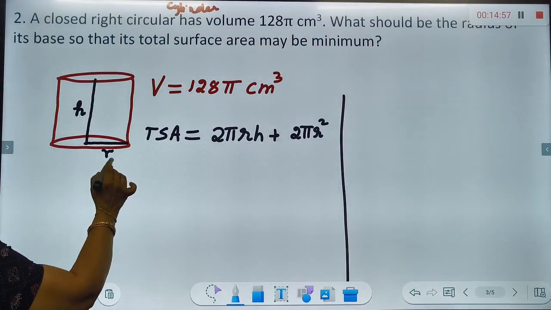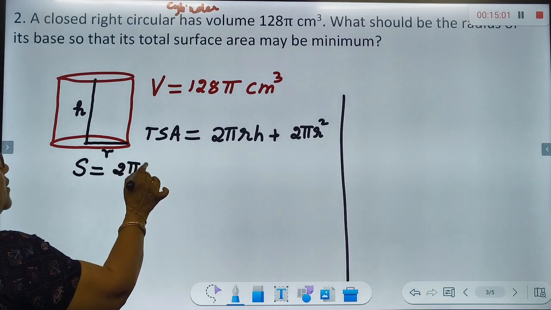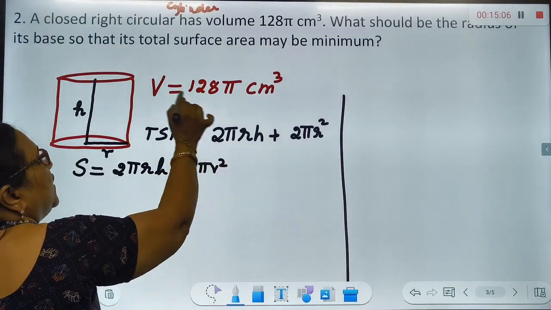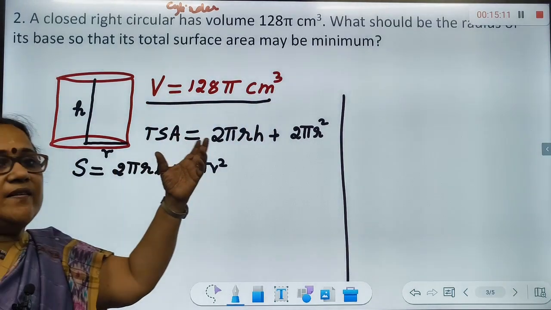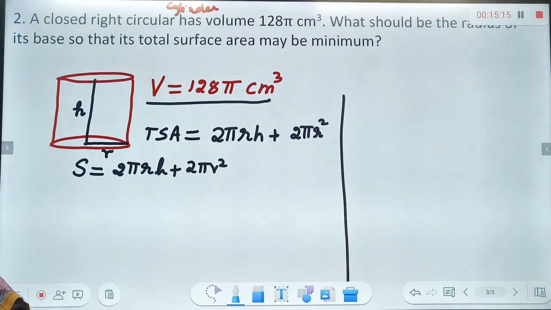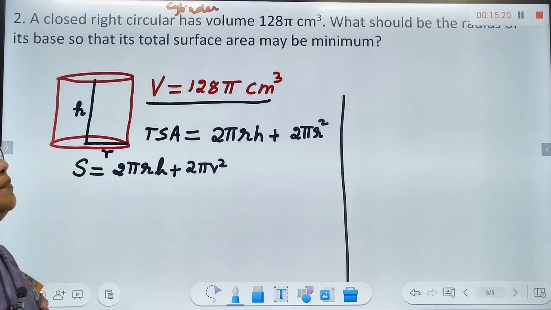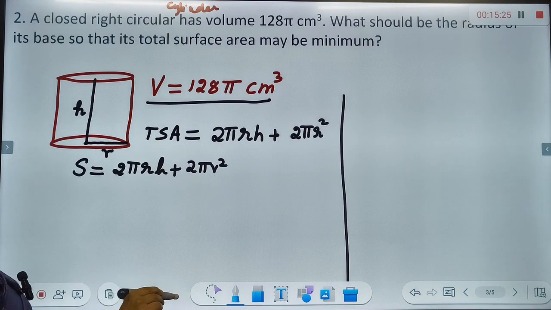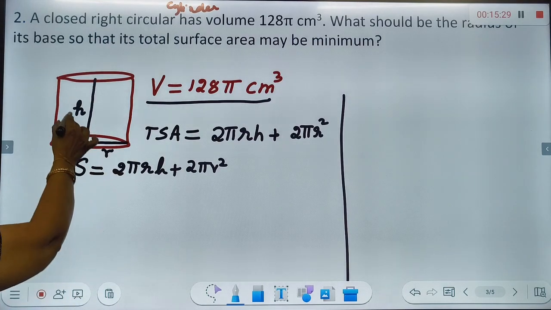So, this is surface area, so I'll call it S. S is equal to 2 pi r h plus 2 pi r square. Now, given this volume, you can have infinitely many cylinders which will have this volume, but they will have different radii and height. But we want to find the dimensions of that whose area is minimum.